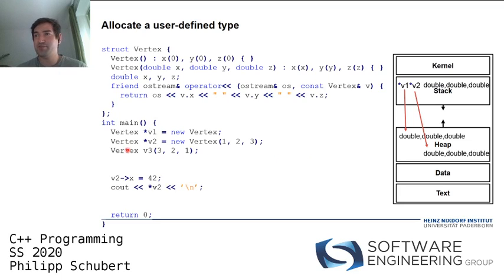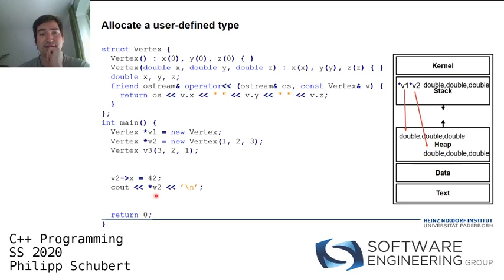When you now wish to access the individual data members of such heap allocated memory, you can use the pointer operator, so to say, the arrow operator, and access the member variables x, y, and z. Here, in this case, we are storing 42 in the member variable x. We dereference the pointer variable v2 and then access x, which is the first double in the type. So we would basically access this double value and write 42 in it.